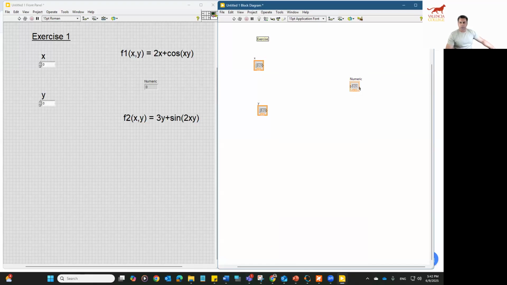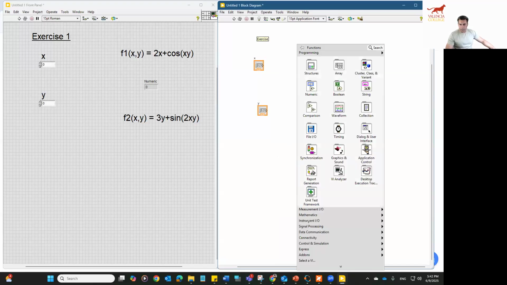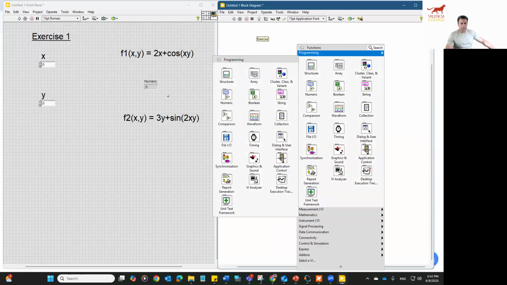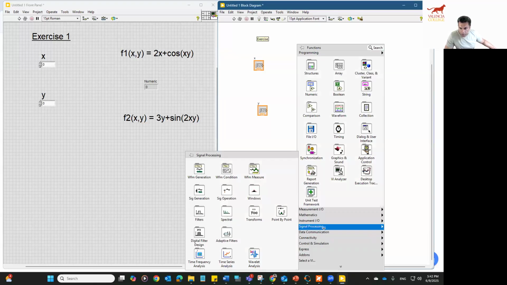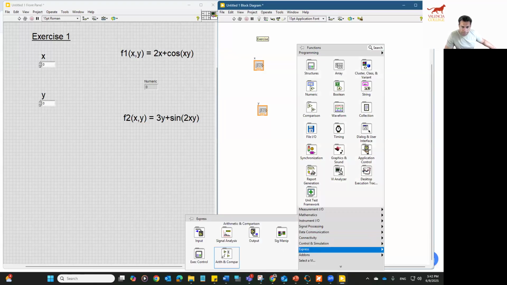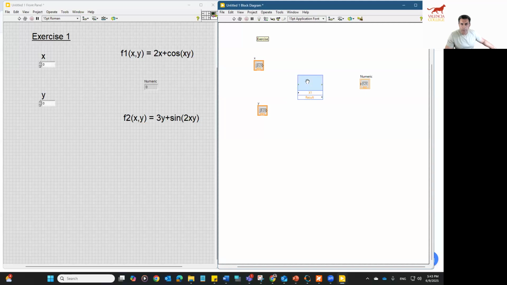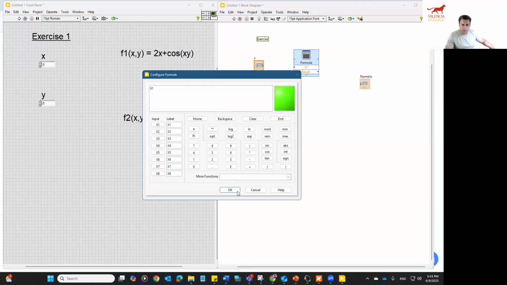So take this here. Let me first go ahead and just use the formula block right now. I can program each function individually using individual blocks, but instead of doing that, I'm going to use the formula block just so that it is quick. And I have two formula blocks. The first formula block represents the first function. So I'm going to put x and y. And the first function is 2 times x plus cosine x times y.